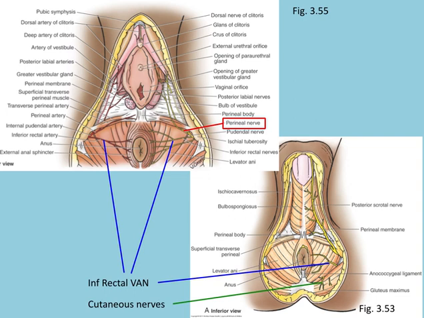So that's just a very brief overview of the anal triangle. The key is the ischial-anal fossa, and of course the anal canal, but you've talked about that in the GI module.